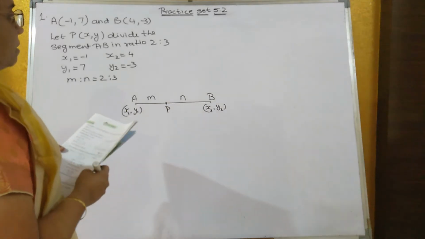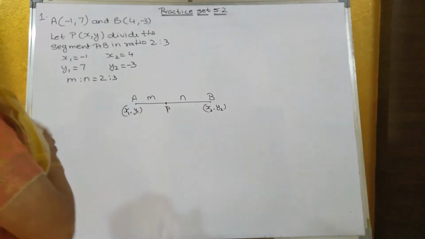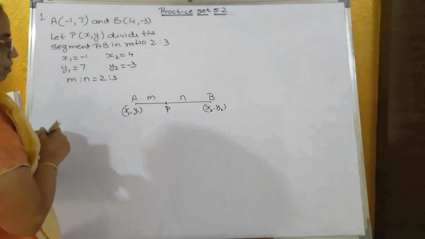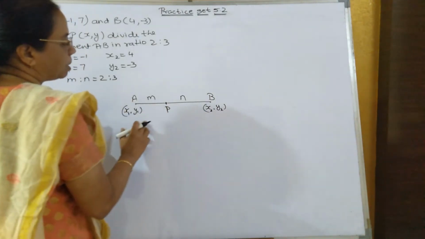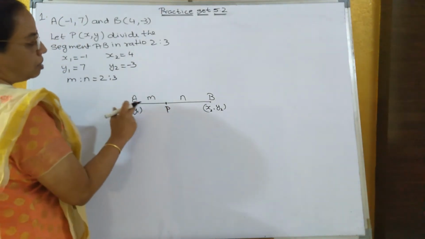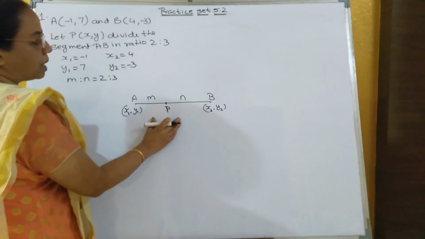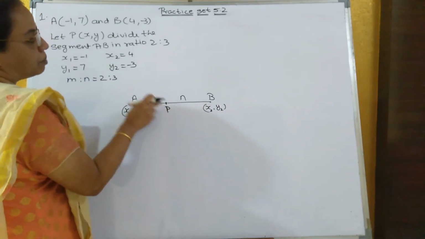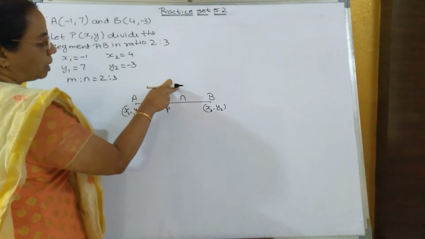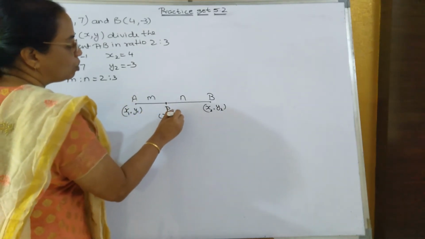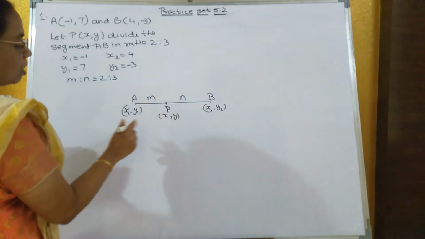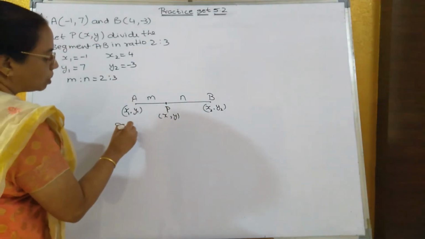Now practice set 5.2. Before I start the first sum, I'll just explain how to find the section formula. So what is the section formula? Suppose segment AB is there and point P divides the segment into two parts in the ratio m:n, and let the coordinates of P be x and y. Then how do we find the coordinates of P? So what is the formula by the section formula?